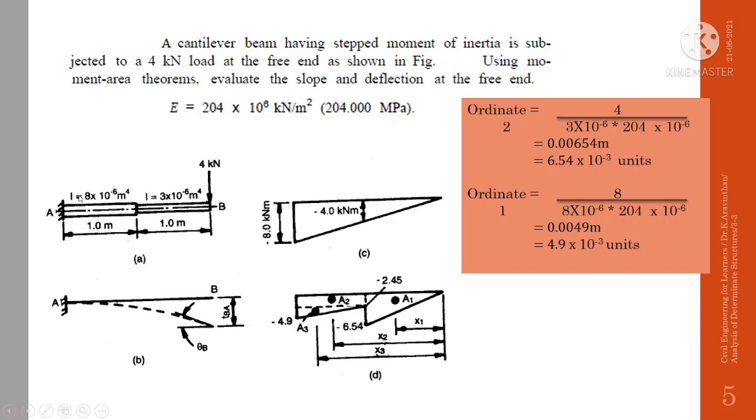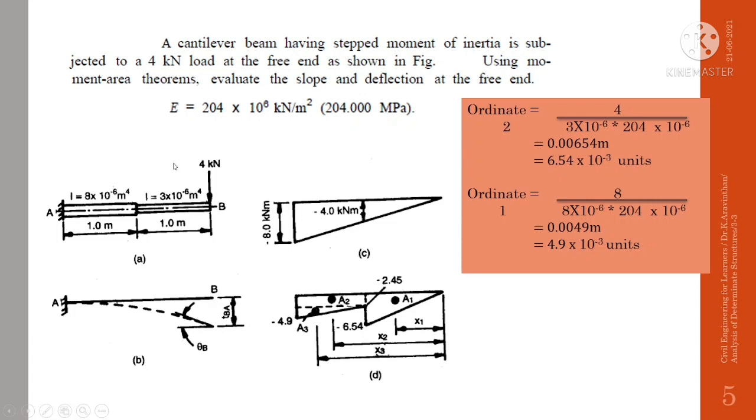So I is higher here, that is 8 into 10 power minus 6 meter power 4, and for the next element you are having I equal to 3 into 10 power minus 6 meter power 4. So the step reduction of moment of inertia is found here, and it is subjected to a load of 4 kilonewton at the free end. So the free end is at B, it is having a 4 kilonewton load, and using the moment area theorem, evaluate the slope and deflection at the free end. So we will be finding slope and deflection at the point B.